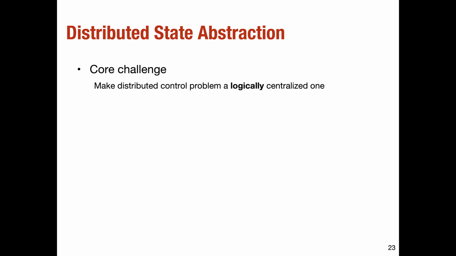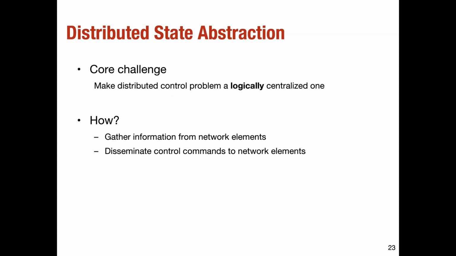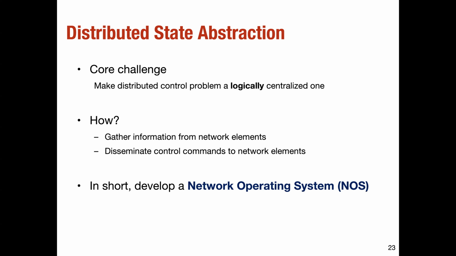So that's kind of like the idea of logically centralized abstraction. And how can it do so? It can do so by building a layer that can gather information from network elements, irrespective of what control program we are running, and it is capable of disseminating control commands to the network elements, right? So in short, what that means is that we need to develop a network operating system that provides mechanisms and interfaces such that we can talk to these forwarding elements, gather information, create a centralized view of the network, and then once the control program makes some decision, it disseminates those control commands to the network elements, right?